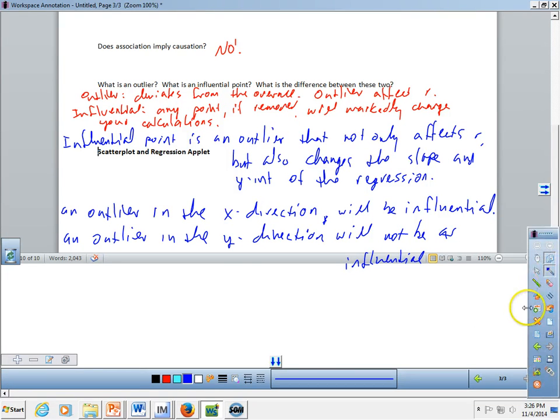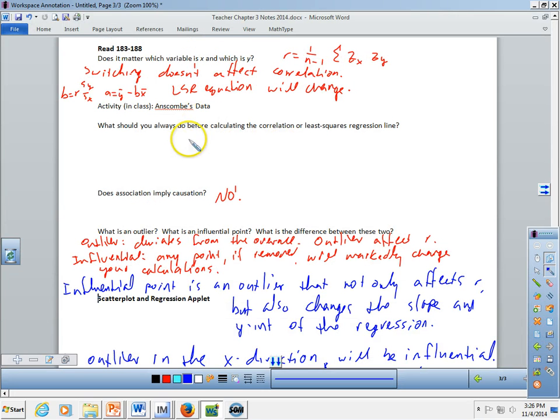So the last question that we haven't talked about, again, what should you always do before calculating the correlation or least squares regression line? We're going to investigate that in class tomorrow very quickly, and we'll answer that question together. You can work on the homework that I'll send out with the text, letting you know that the notes are posted, and then we'll start working towards getting ready for the test.